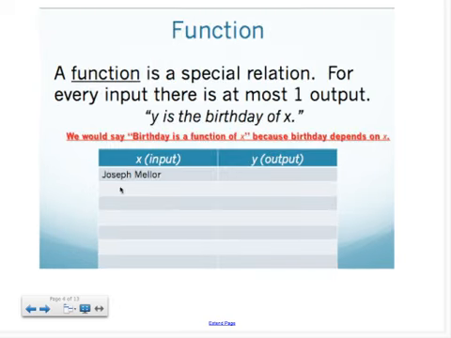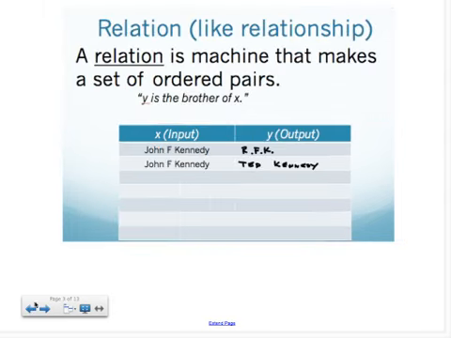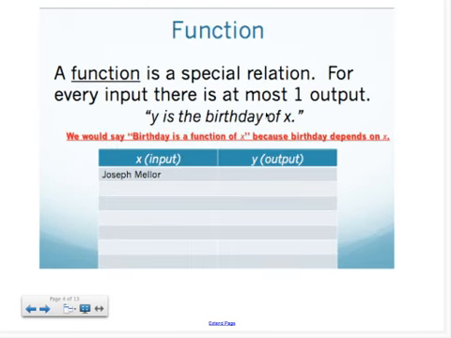A function is a special kind of relation. So a function, number one, is a machine that creates ordered pairs. The thing that's different about functions is that for every input, there can be at most one output. So if I go back to this slide with the relation, this input, John F. Kennedy, had two outputs. That cannot happen for a function. A function can have at most one output.